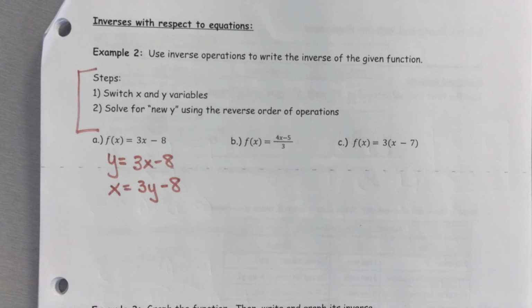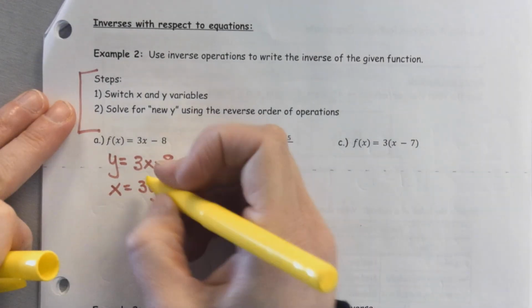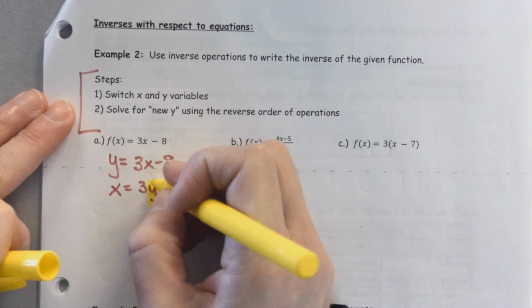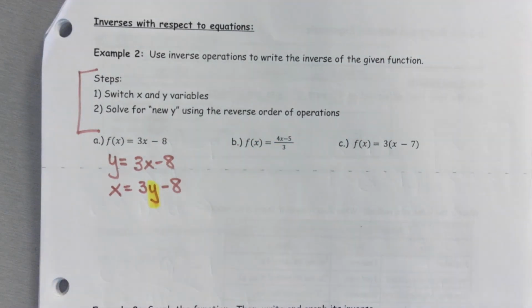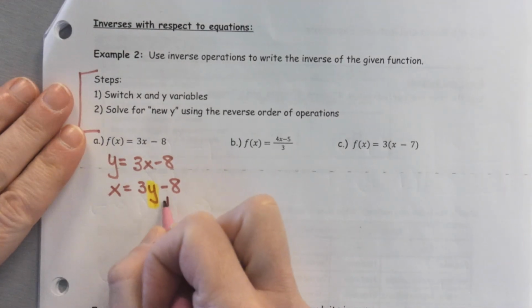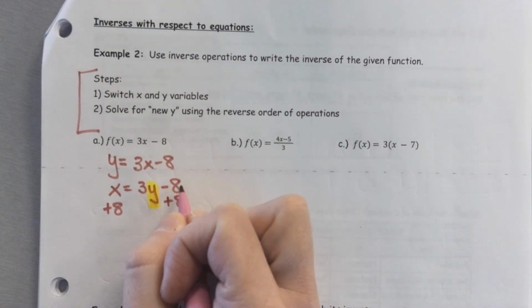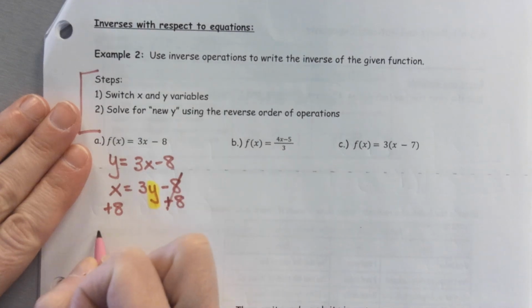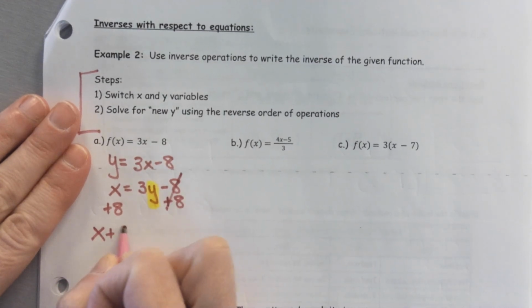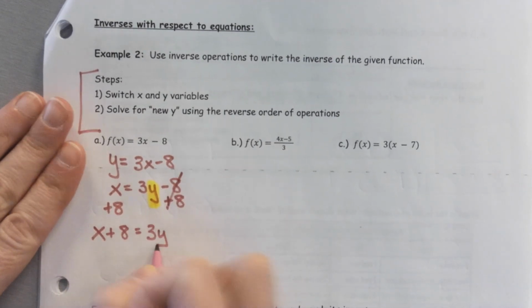And now I'm going to solve for new y. This is new y. Because a minute ago it was x, right? So that's why I call it new y. We want to get y alone. How can I get rid of the minus 8? Add 8 to the other side. It's always best to get rid of whatever's added or subtracted first, because otherwise we're going to end up with some fractions. X plus 8 equals 3y.